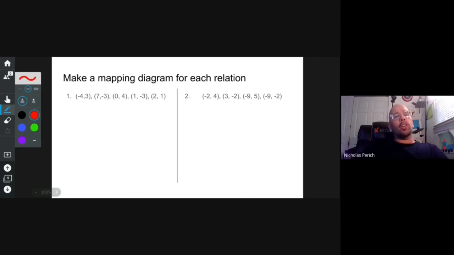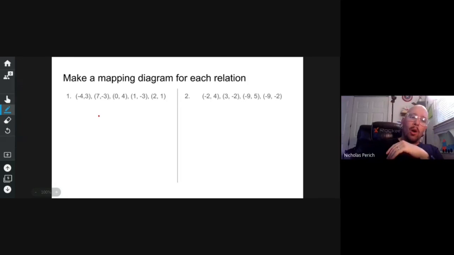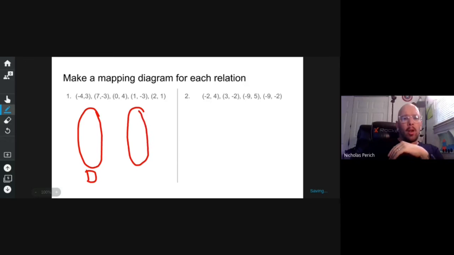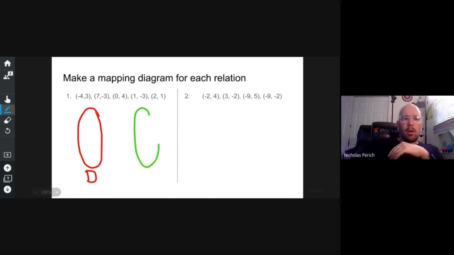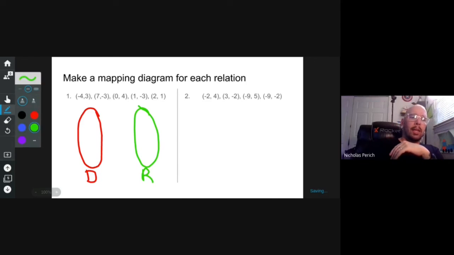We have what's called a domain and a range. The domain is going to be your x values, also known as your input. So I'm going to make a bubble on the left, and I'm going to call that D for domain. And I'm going to make a bubble on the right. Let me change colors here just so I can be really specific. I'm going to call that R for range. D stands for domain, R stands for range.